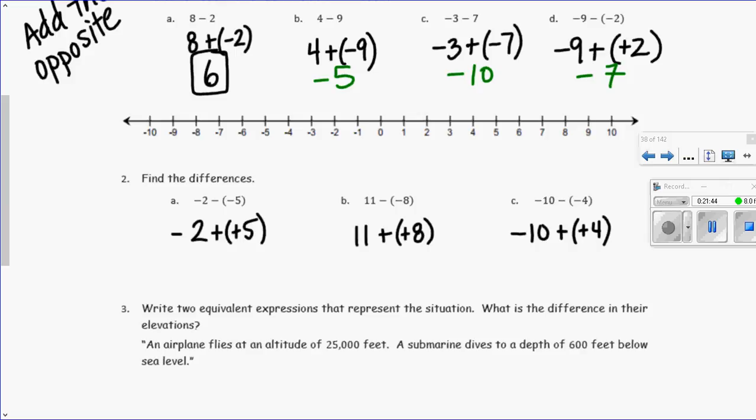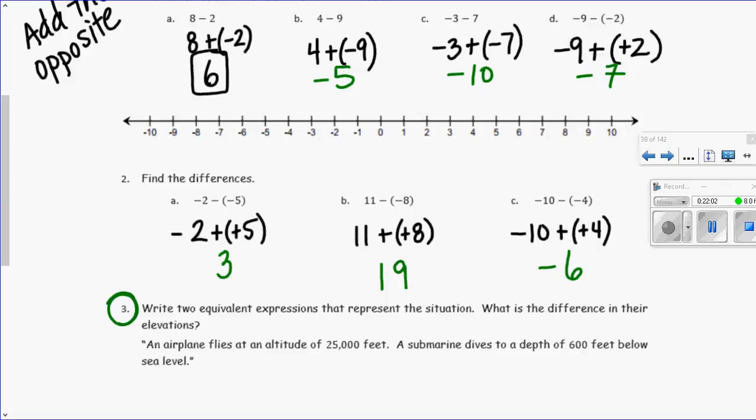Use that number line if you have to still. Okay. All right, and how did you do here? Did you get 3, 19, and negative 6? Hopefully you did not do too bad. Okay, if you're done, you can be done.